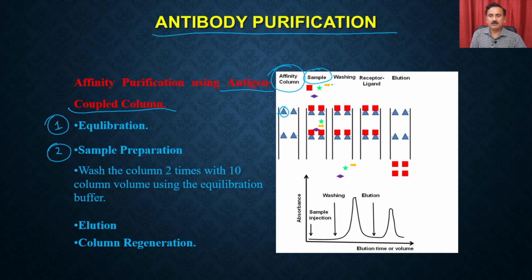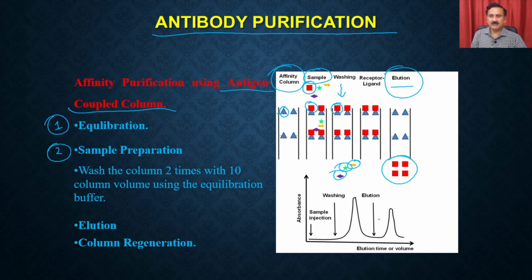This sample is going to have different types of biomolecules. It is going to have the antibody also. So you can imagine that the antibody will bind to these antigens, whereas other molecules will not. Then you do the washing. Once you do the washing, only the antibody which is bound to the antigen will remain on the column, whereas all other biomolecules are going to be removed. And then you do the elution. When you do the elution, the antibodies will come out, and you can monitor that.